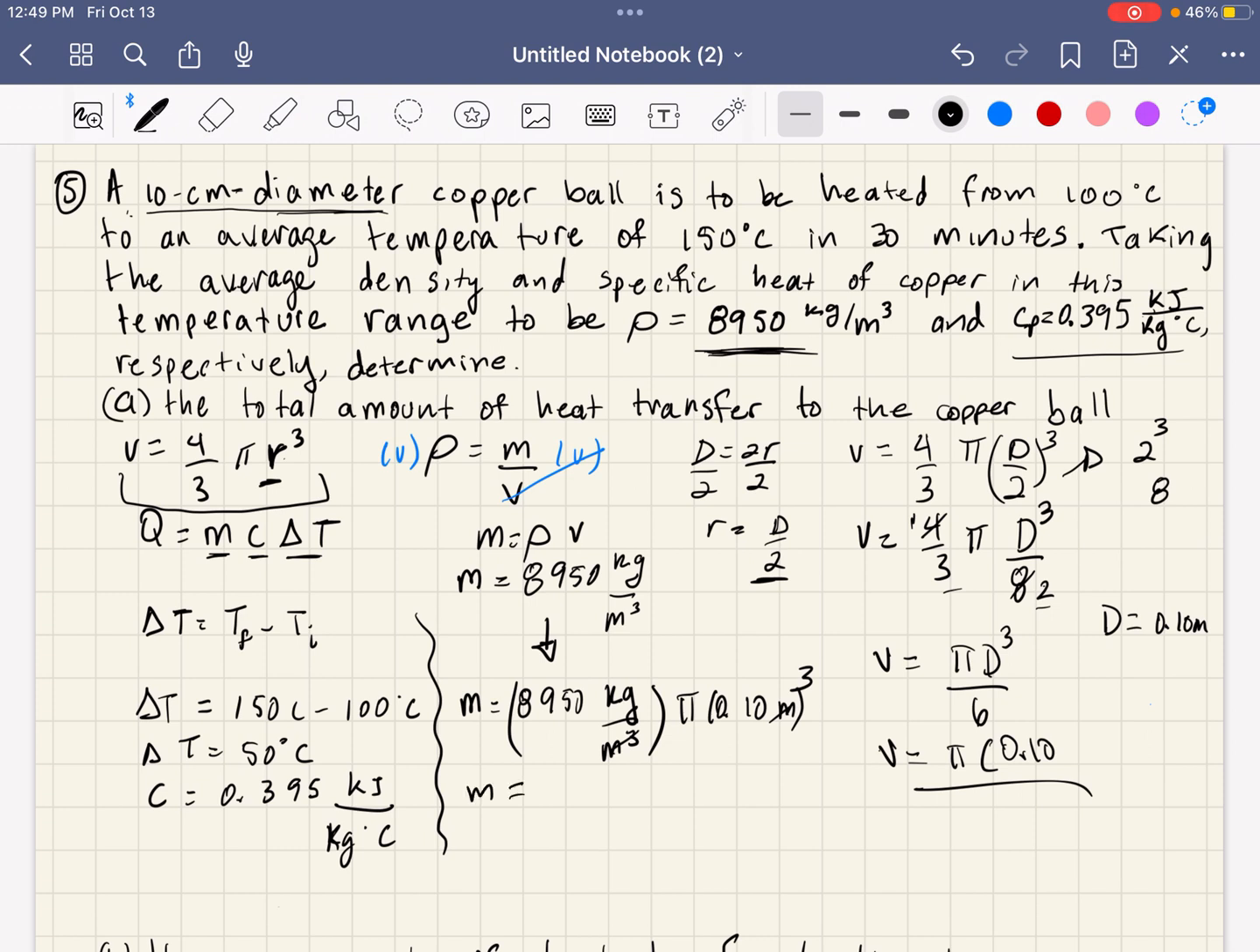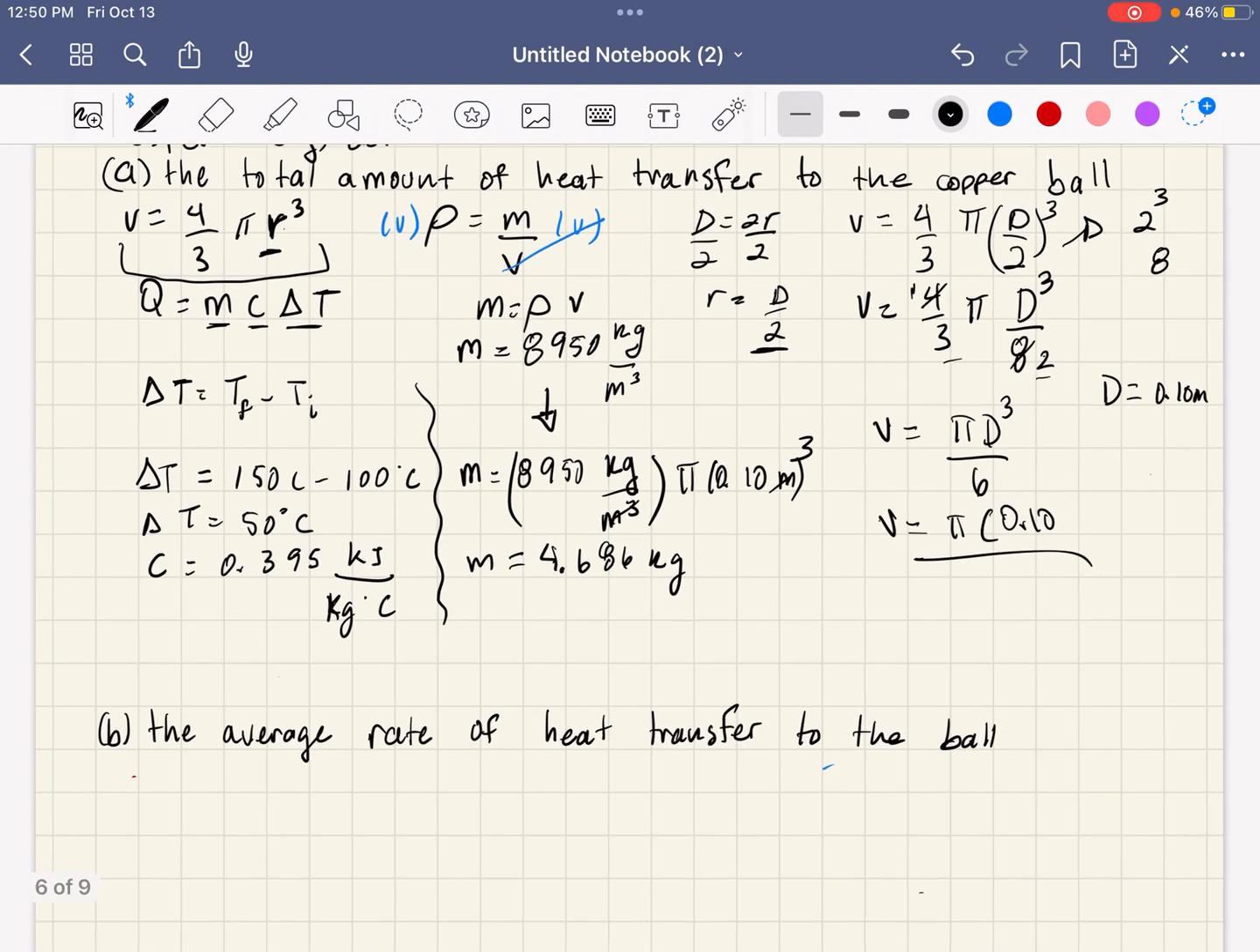Once you plug in all of this into the calculator, once all the units cancel out, you are going to get 4.686 kilograms. Now we can plug this into our equation, since now we have everything that we need. So then Q equals mc delta T, which we already know the mass is 4.686 kilograms. Okay. Specific heat, again, is 0.395 kilojoules divided by kilograms times degrees Celsius, times the delta T, which we found to be 50 degrees Celsius.